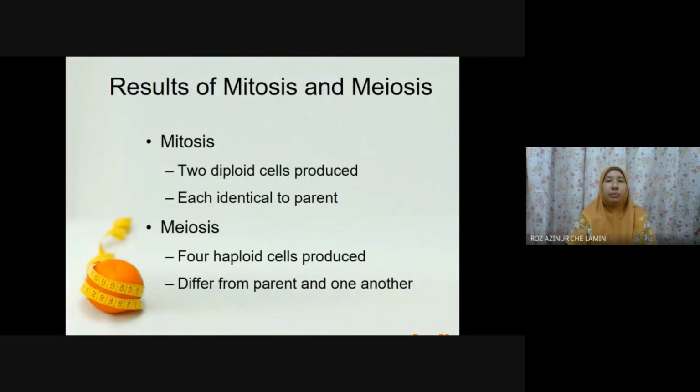As a result, mitosis produces two diploid cells and each is identical to the parent, while meiosis produces 4 haploid cells that differ from the parent and from one another.